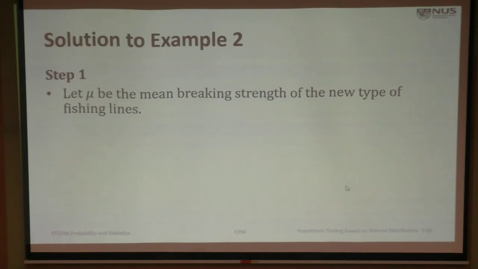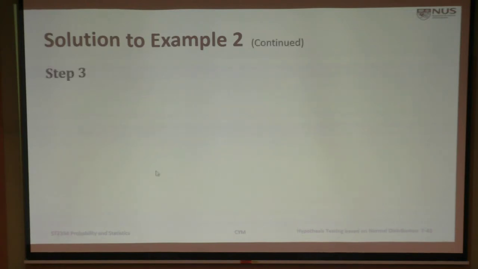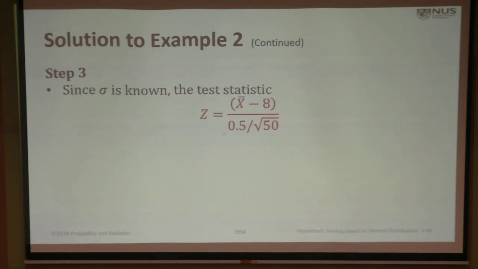So step 1, I set the hypothesis, mu equal to 8 against mu bigger than 8. Set alpha equal to 0.01. If the alpha is not mentioned in the tutorial or exam questions, you set your own. You can use either 5% or 1%. Then because sigma is known, I use this test statistic, x bar minus mu naught, in this case the null hypothesis value 8, over sigma, which is 0.5, over root sample size 50. So this is my test statistic.